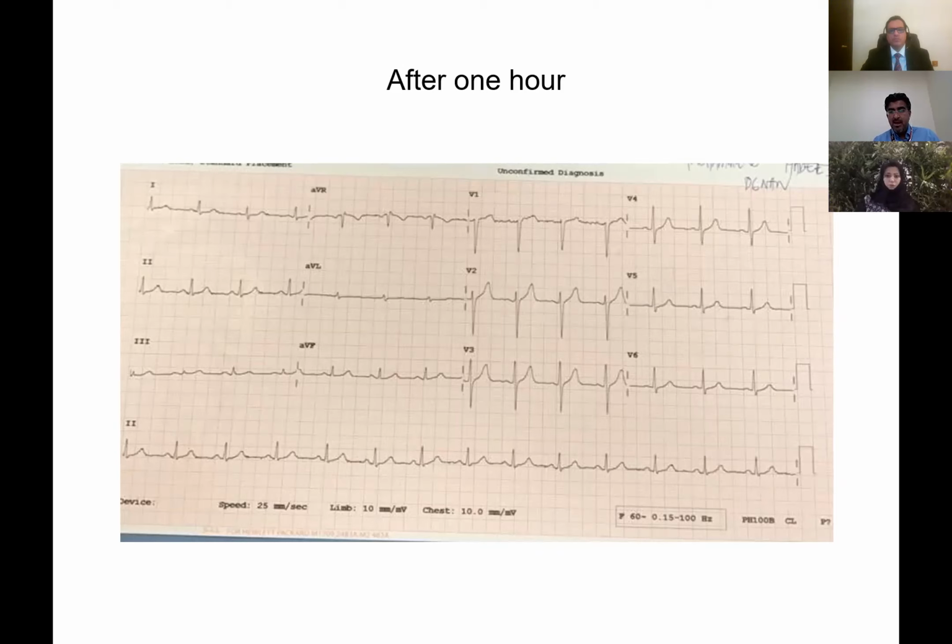But we need more criteria. We need more evidence for discharging the very low risk patient. By the way, I applied the HEART score in this patient. The HEART score was very low, which is very safe to discharge a patient.